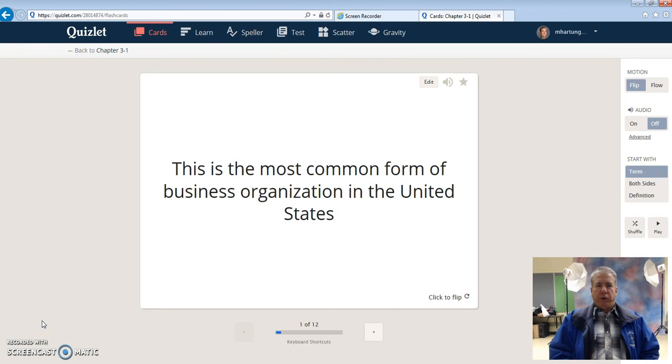Let's go through and do a little review. Chapter 3, Section 1 on proprietorships and partnerships and corporations, different forms of business organization. Businesses are formed in three basic types. There is what we call a sole proprietorship, that's one person, partnership, two or more people, and the corporation, which is a legal entity that we will spend a little bit more time on in the next lesson.